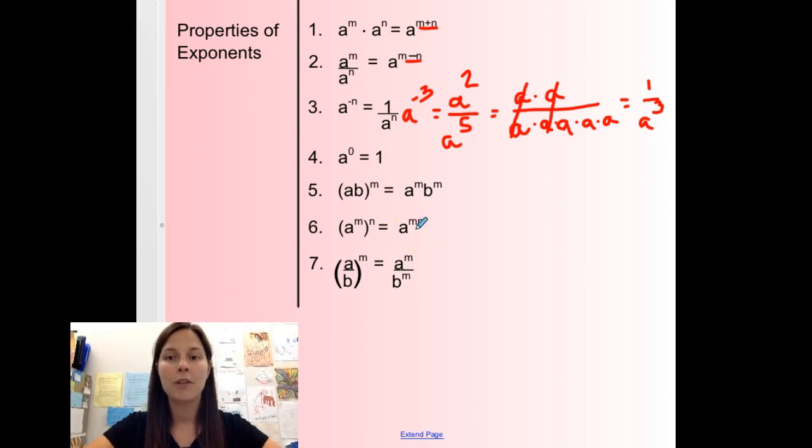A to the 0 power is 1, and I could prove this in a very similar fashion to what I just did. If you have a squared over a squared, everything cancels, leaving you with 1, and 2 minus 2 is 0, or a to the 0 power. Number 5 is an example of distributive property, as well as number 7. And number 6 is the power to a power rule, where you multiply those exponents. Be careful, a lot of students tend to confuse the rules for number 1 and 6, and they try and add when they're supposed to multiply, and vice versa.